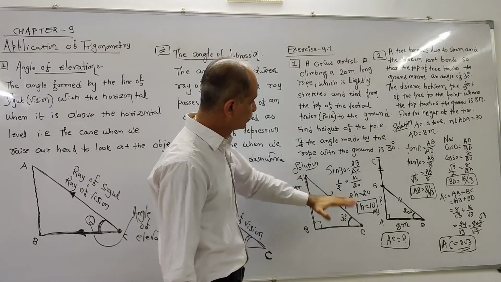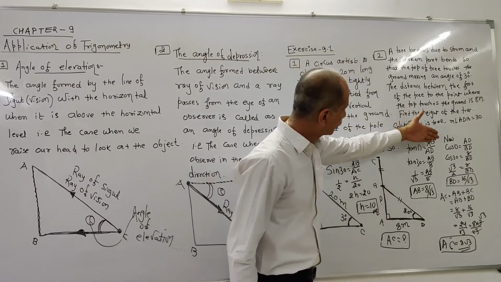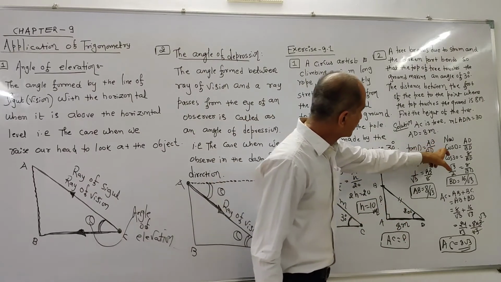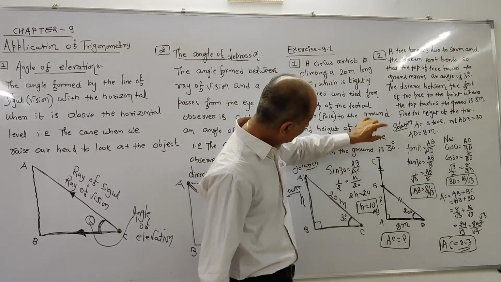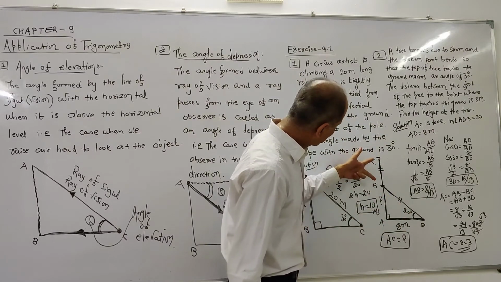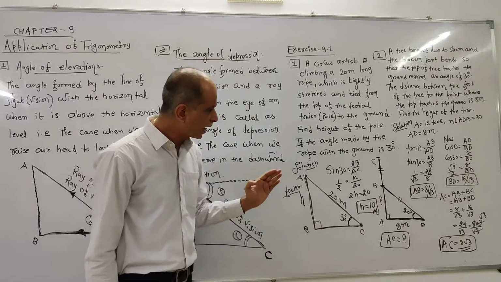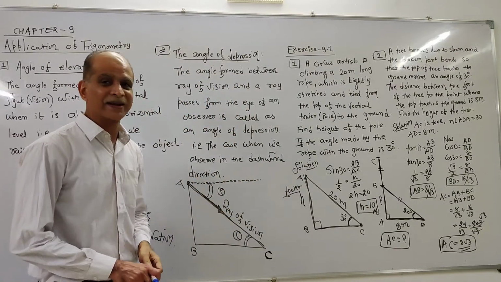So first of all we use tan 30 and then cos 30. By using tan 30 you get the value of AB. By using cos 30 you get the value of BD, that is BC. By adding these two you can easily find out the height of the tree, and that is AC.